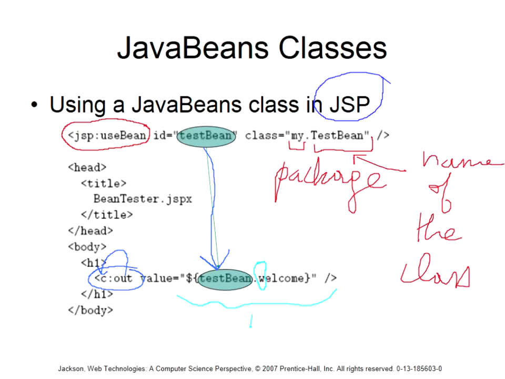So this is equivalent to testBean.getWelcome with W as a capital letter. When we write testBean.welcome, it is equivalent to calling the method getWelcome on testBean. Is it clear? Any questions about this example?